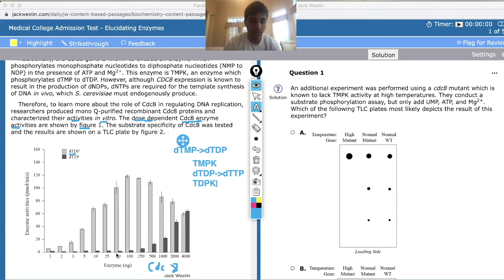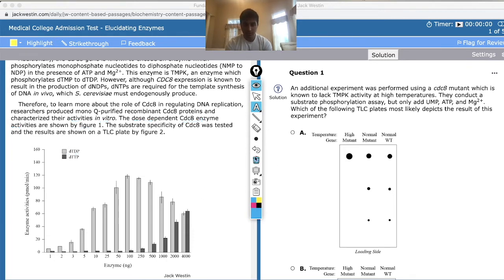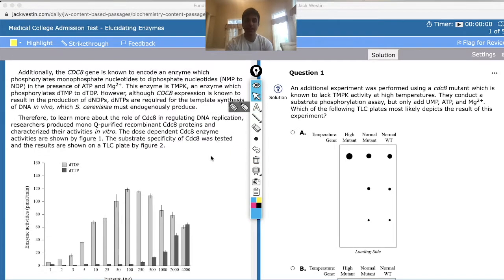Whereas below 1,000, like for example 3 nanograms here, we mostly have TMPK activity, right? We're mostly just making dTDP. We're mostly making the diphosphate around here. Whereas here, we start making the triphosphate. So we start to get some TDPK activity around 1,000 nanograms. So let's go on. Let's move on down here.